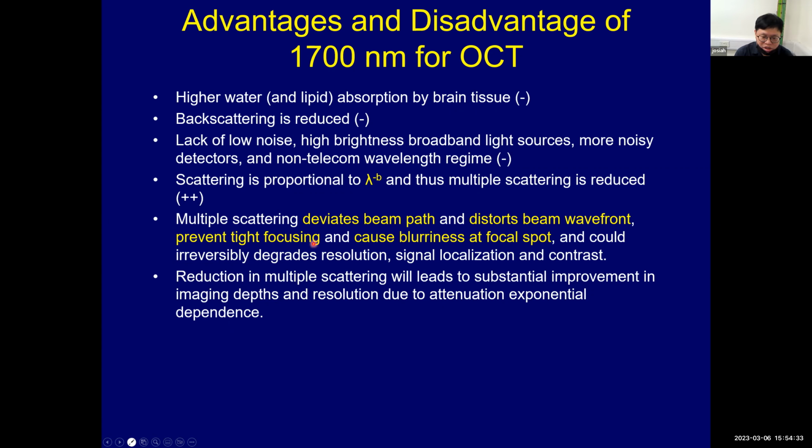It prevents the tight focusing and causes a lot of blurriness. So it kind of reversibly degrades your resolution and your signal localization. Yeah, so that will actually prevent you from looking deeper into the mouse brain.